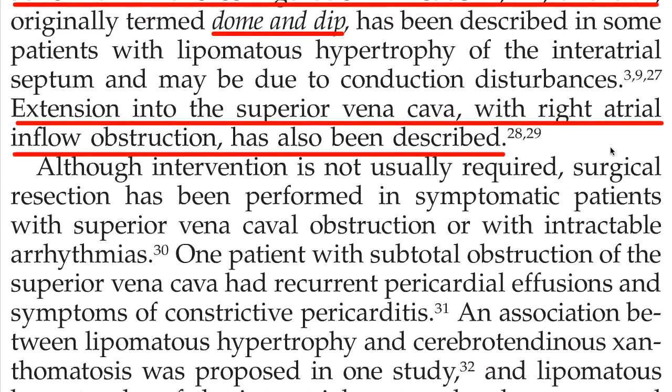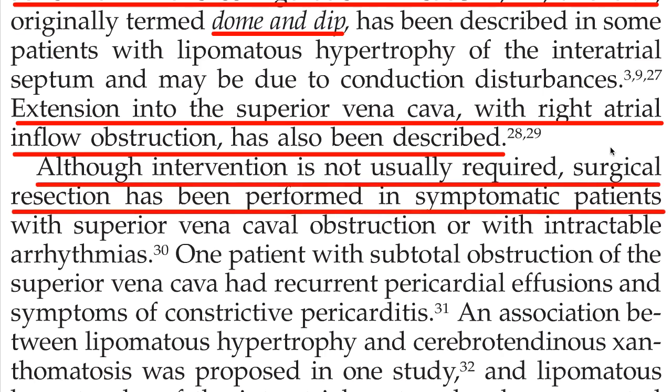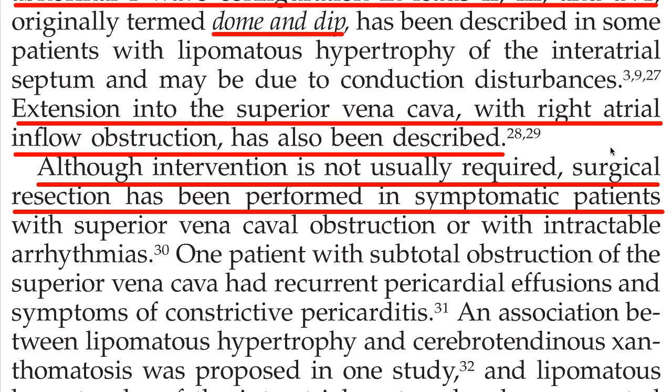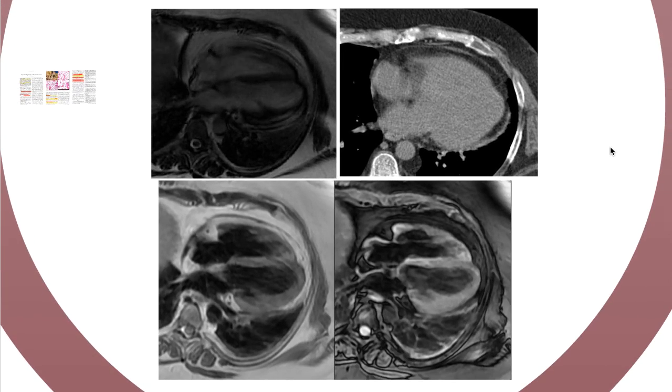Typically extension into the SVC and the right atrial inflow is not common, but it has been described. Intervention is usually not required, as if this is something that's present at birth that just continues to grow with the patient, we would see the patient compensate for that. But if this is a neoplastic type of etiology, then that would explain why the symptoms would happen later in life, potentially. I've yet to see one that's been operated on.